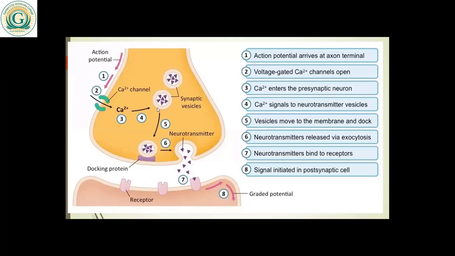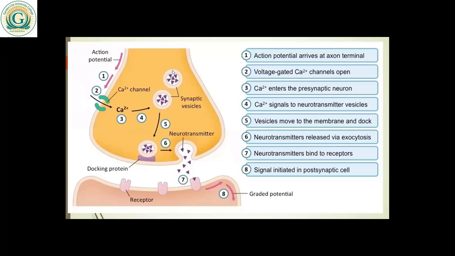Now, we are saying that before an impulse will cross this axon terminal and move to the synapse and then reach out to the second neuron, there needs to be the release of calcium ions. All that we are trying to say is that the impulse coming from the axon, when it reaches the axon terminal, triggers voltage-gated calcium channels to open. When they open, calcium ions move from the extracellular fluid into the intracellular fluid.